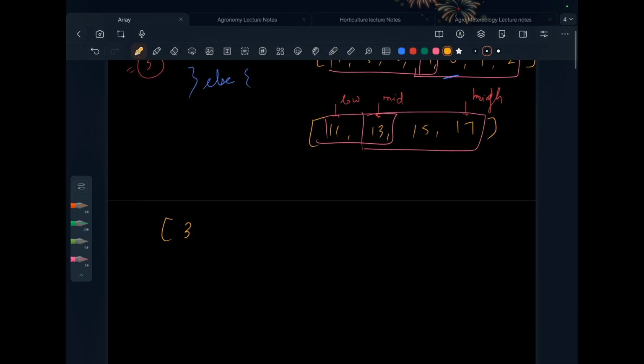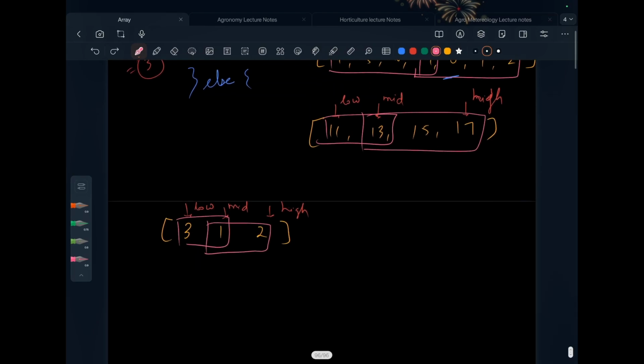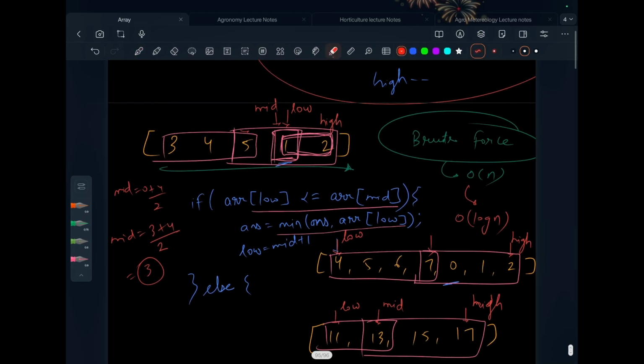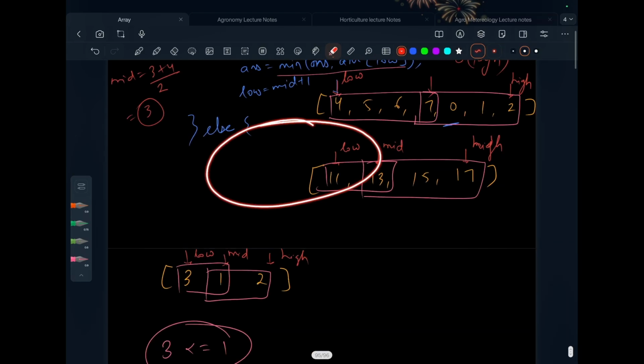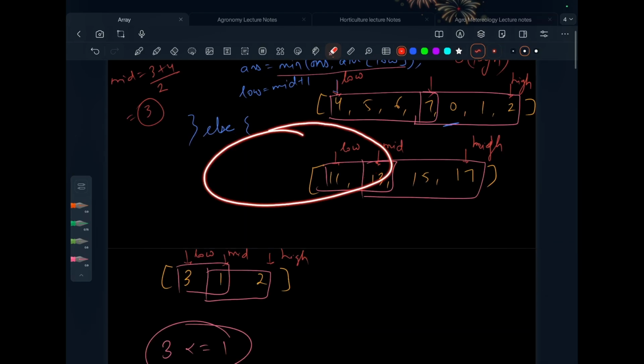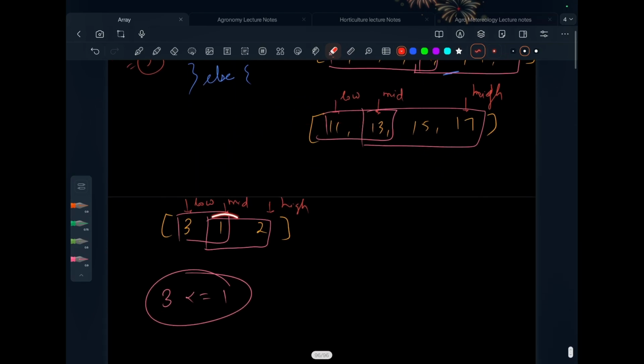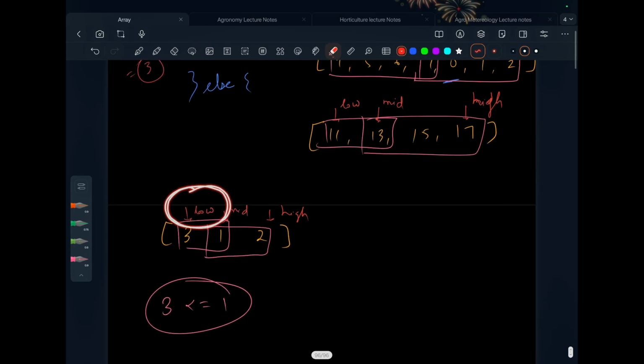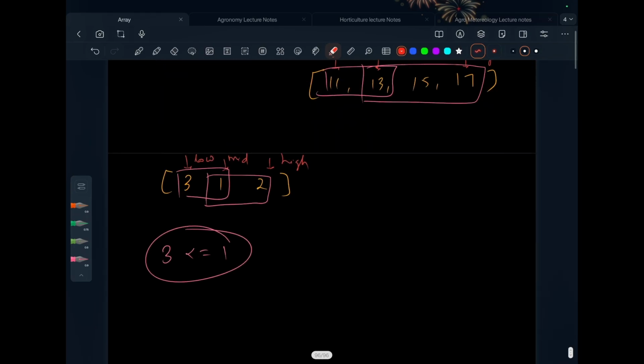Let's say we have 3 1 2, we have low here, we have high here, and our mid will come here, right? So we have this portion and this portion. Now if we compare our value at the low, which is 3, is it less than or equal to 1? No, right? So in this case our if condition will fail. If our if condition fails, that means we are in the else condition, and in this else condition we are going to check for this portion. In the if condition we are checking for this portion, and for the else condition we are checking for this portion.